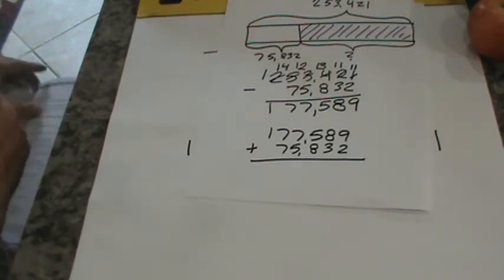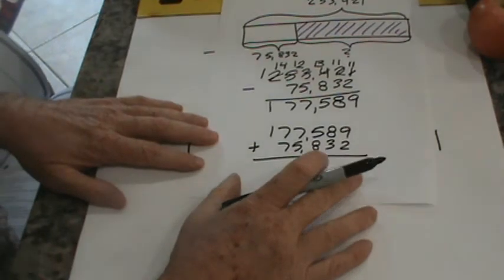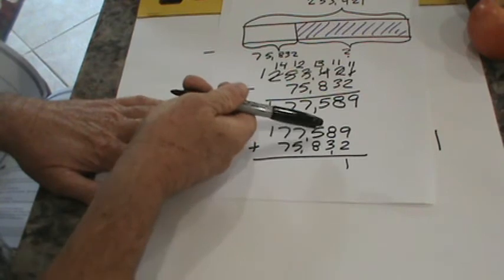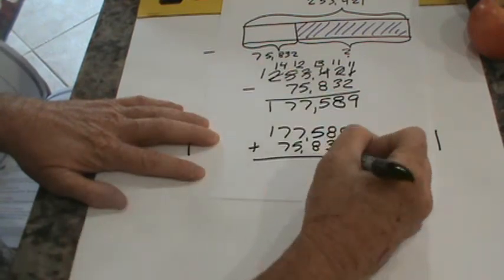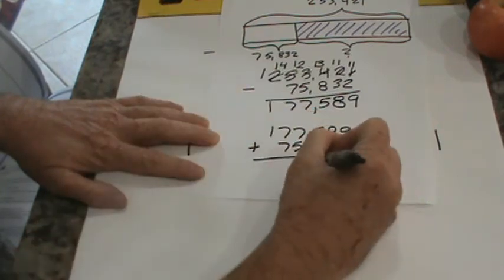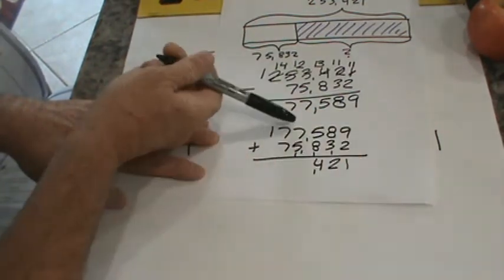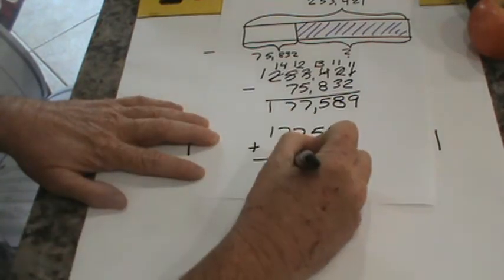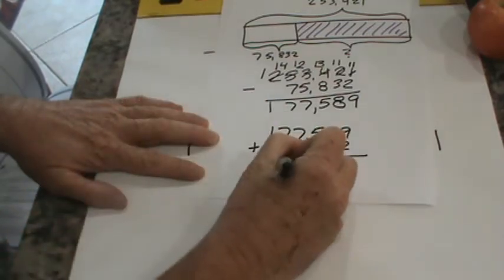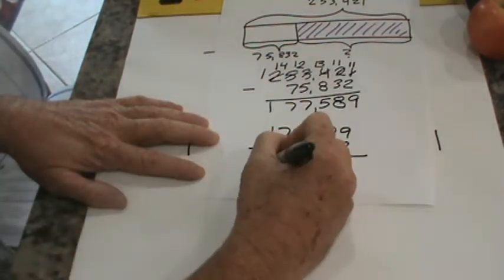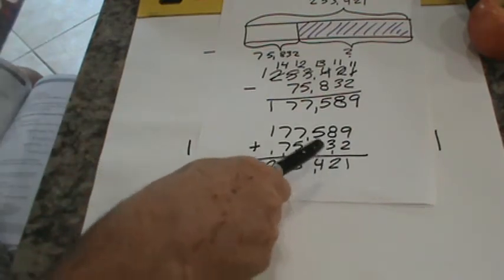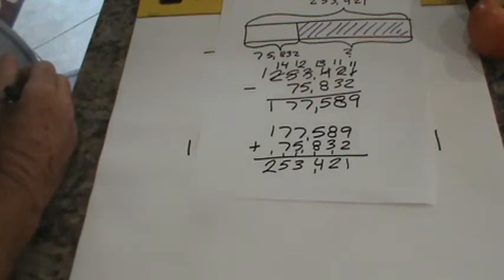And welcome back. Hope you did the work and not just waited for me to tell you how to do it. 9, 10, 11, bring up the 1. 8 plus 3, 8, 9, 10, 11, 12. 5 plus 3 is 13, plus 1 is 14. 7 plus 5 is 12, plus 1 is 13. 7 plus 7 is 14, 7 times 2 plus 1 is 15. And 1 plus 1 is 2. So we get 253,421. And that is our answer to that problem.